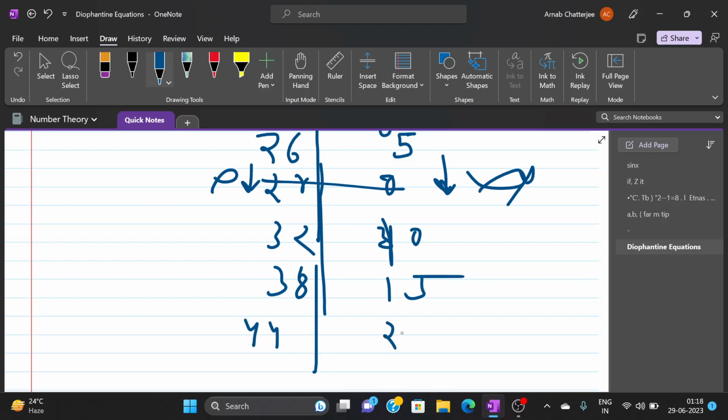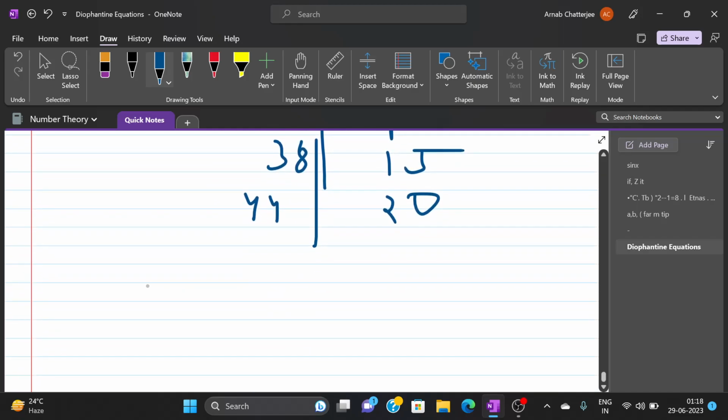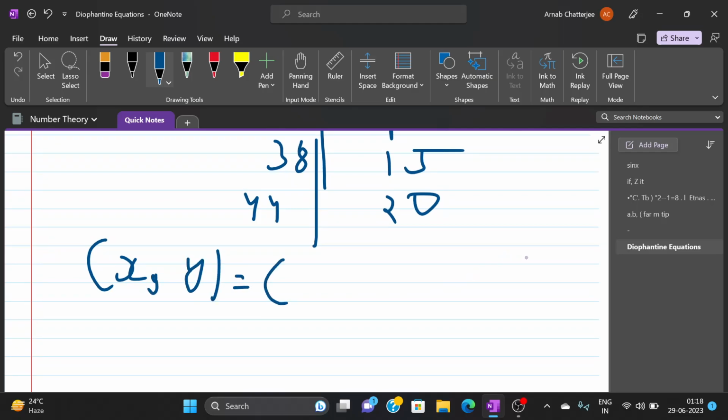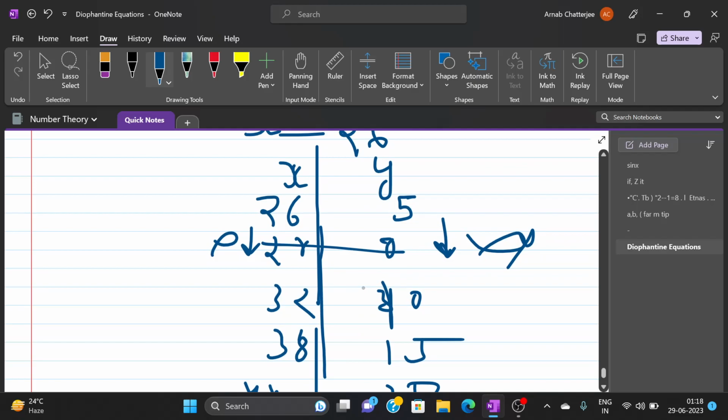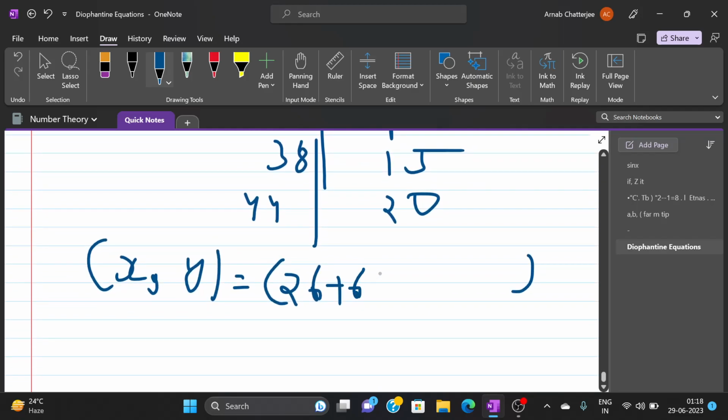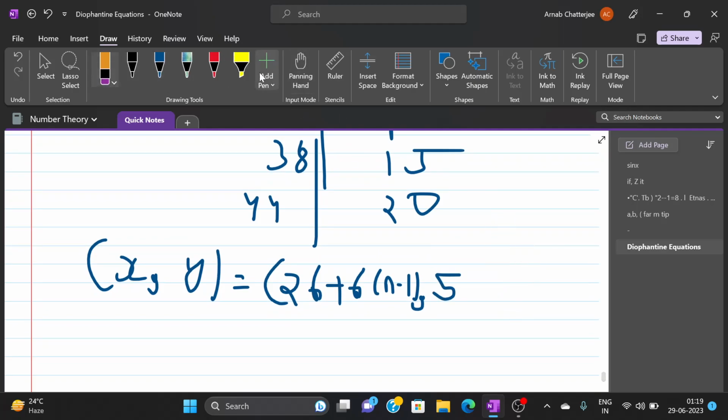This will keep on growing, so this will result in an infinite solution. But what will be the family of solutions? Obviously, you can see that the nth solution will be the term of an AP. So this AP has the term as 26 plus (n minus 1) times d, and the difference is 6. So this is 6 times (n minus 1), and this is 5 plus 5 times (n minus 1). So this is the family of solutions for this equation.